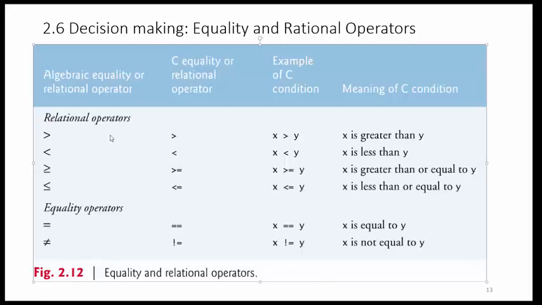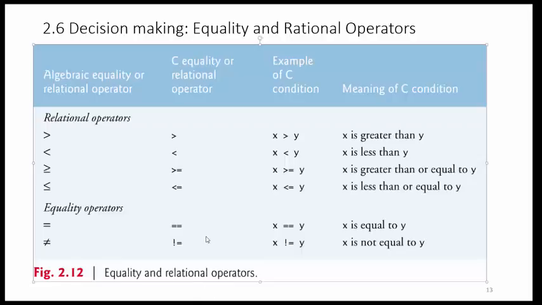So in math, these are the symbols: less than, greater than, less than or equal to, greater than or equal to, equal and not equal. But in the C programming language, they're not quite the same. For example, if you want greater than or equal to, you type a greater than sign and an equal sign, and there better not be a space in between or it won't work right.